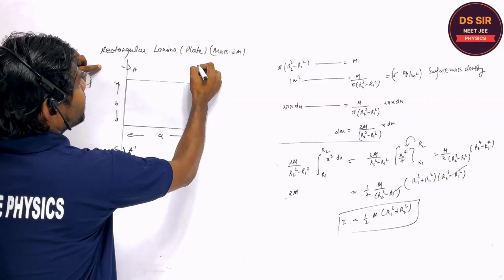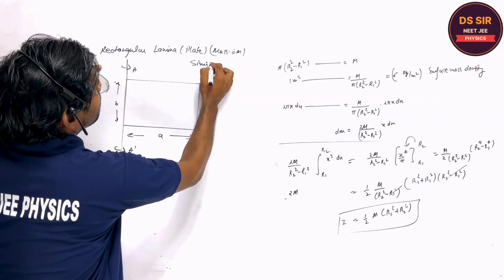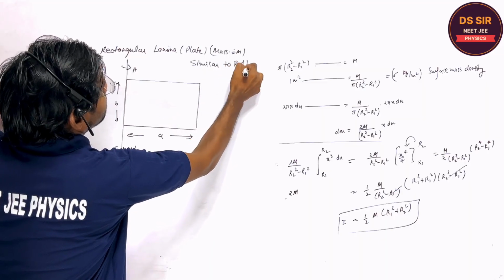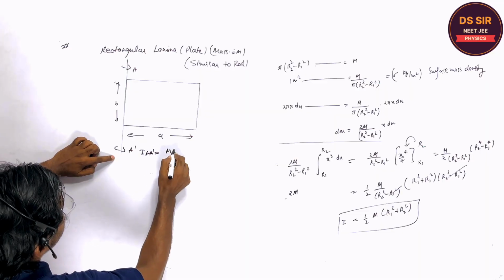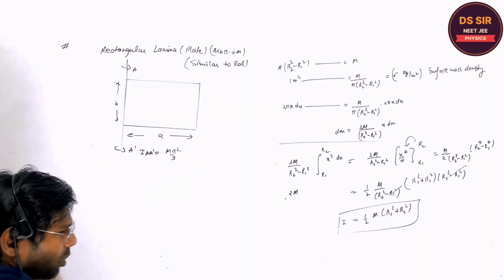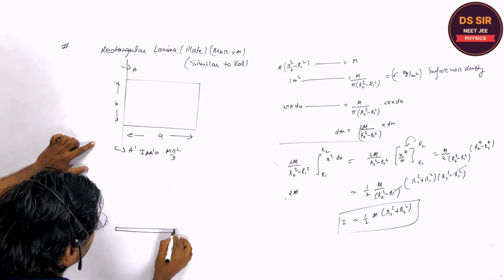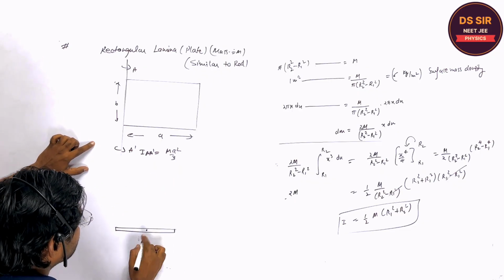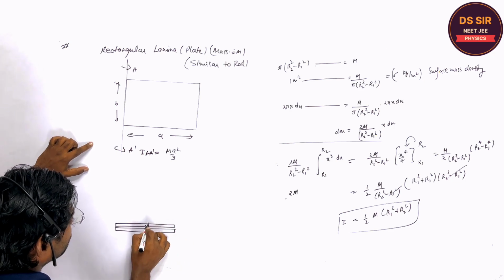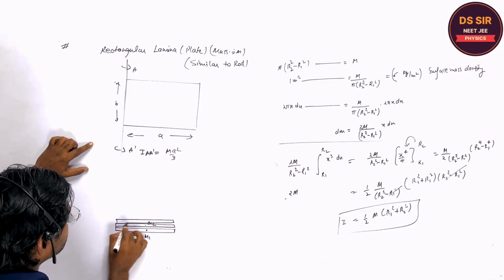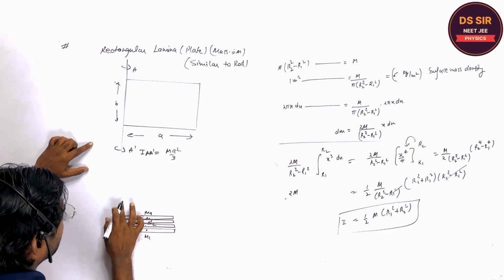About one end, it is like a rod. It is similar to a rod, right? The I A dash will be equal to what? Say M A square by 3. How does it come? I will explain. Listen, one thing. Suppose this is a rod of length L, mass M1. Another rod, mass M2. Another rod, mass M3. Another rod of the same length, M4. Are you getting or not?